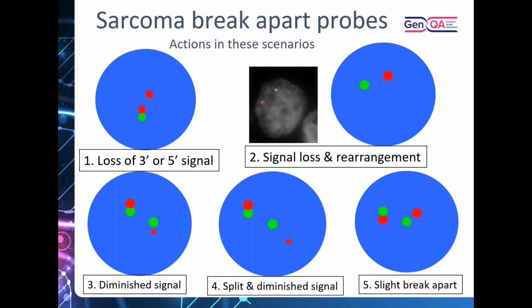We've already seen this sort of picture before. So just a couple of opinions really. If you found this on a break apart probe, say it was EWSR1, what would be the typical course of action if this was the majority profile that you were seeing? So yes, you've got a break apart, but you've lost one of your signals.